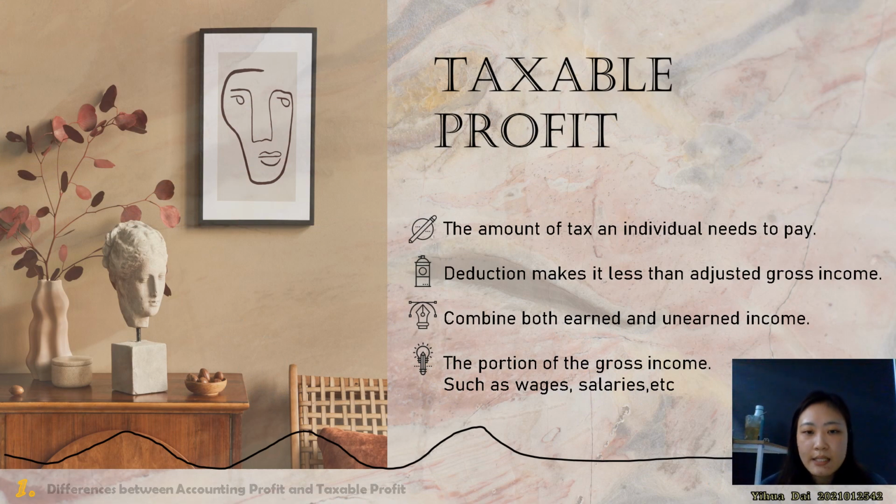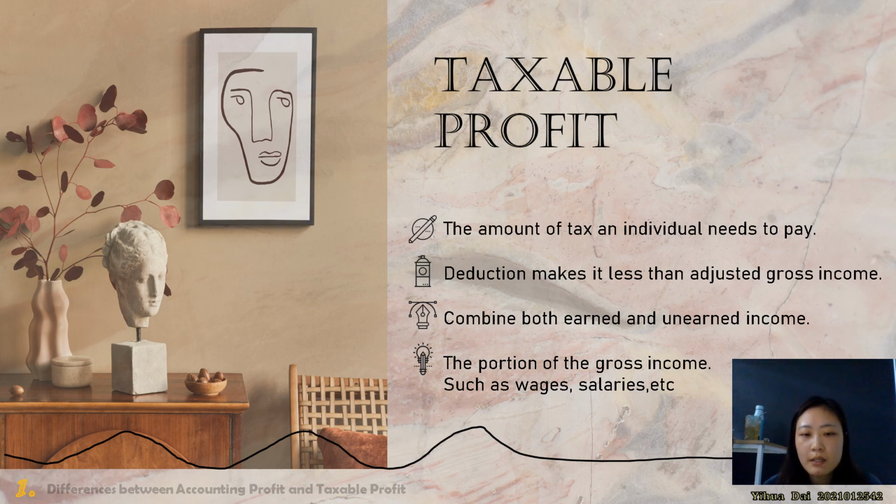And in this slide, we are going to talk about the taxable profit. If you are running a business, this is the most important profit that you will need to consider. As taxable income is used to determine your tax liability for a certain year, we need to consider wages, salaries, and bonuses, because they are sort of the investment income. It is the amount of tax an individual needs to pay and combines both unearned and earned income.